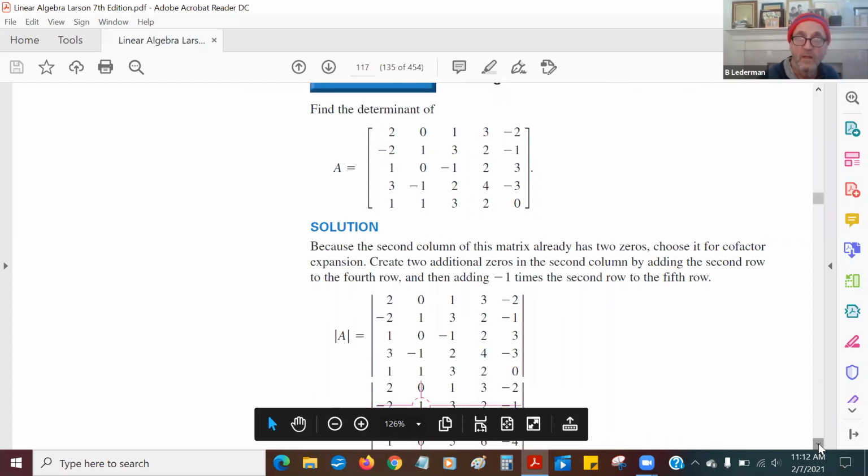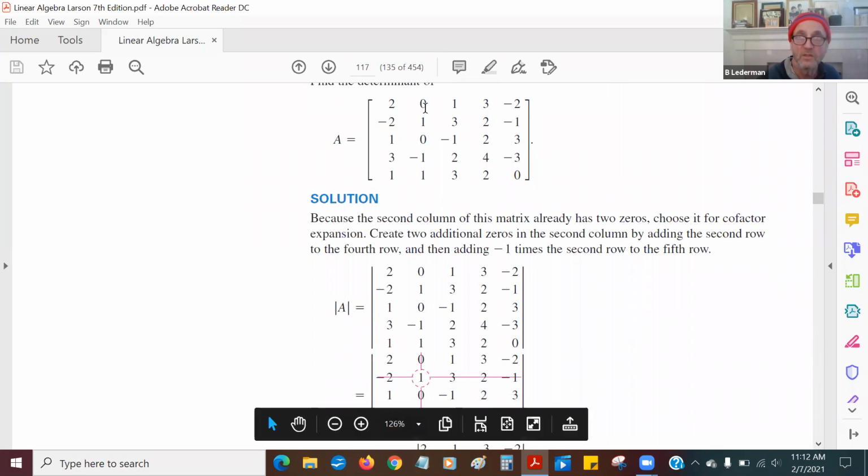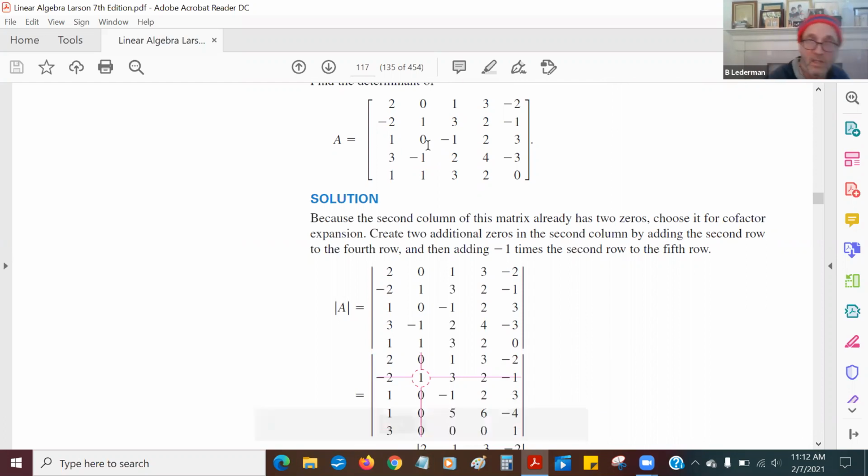Okay, so the second column already has 2 zeros. See, there's a 0 there and a 0 there. So let's harp a little bit on that second column. So I'm going to choose it. I want to do the cofactor expansion along that second column.